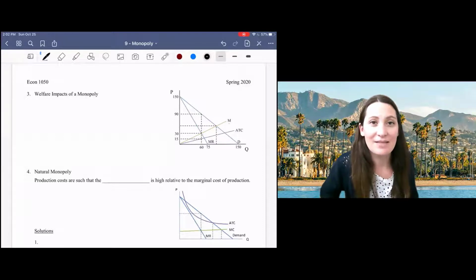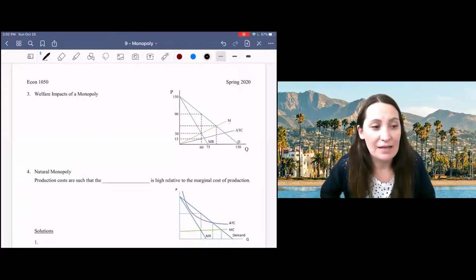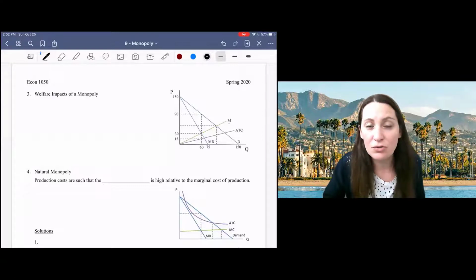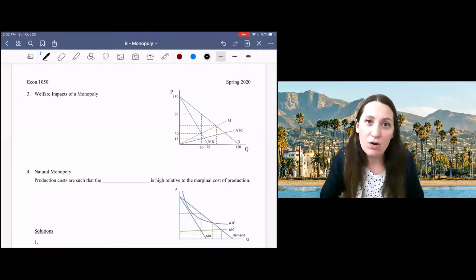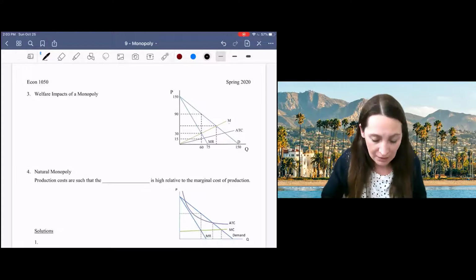Continuing with the same example, let's think about the welfare impacts of monopolies. Remember that we measure welfare using surplus, and we can calculate here consumer, producer, and total surplus in the case where we have a monopoly market. We would also like to compare that to the outcome if the market had been perfectly competitive, which we know would be the socially optimal outcome.